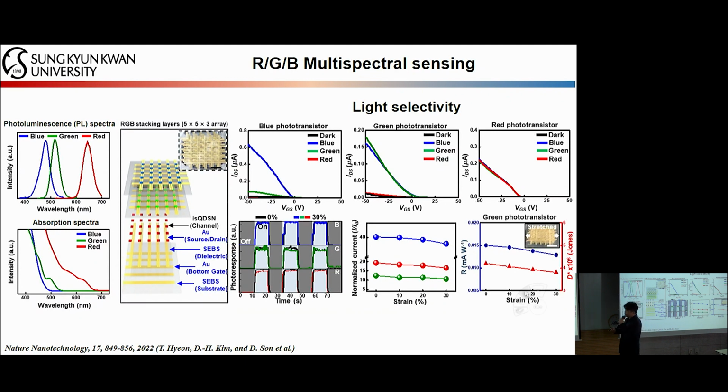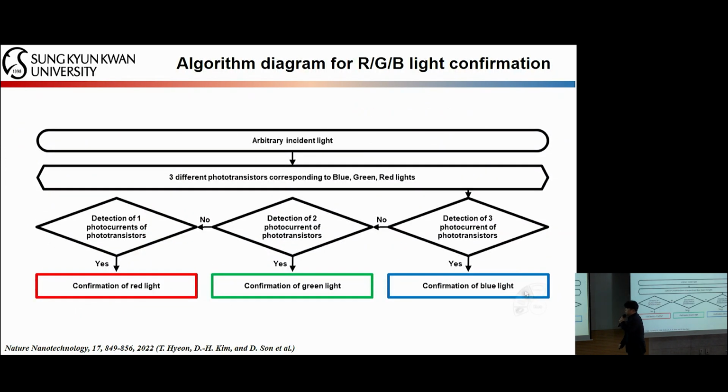If we use the different types of absorption spectra of the quantum dots, we can verify the incident light information, arbitrary information, without using color filters, which would require a time-consuming task. So we are suggesting a simple algorithm diagram for verifying the RGB light, like this. If we get some incident arbitrary light, and we detect three kinds of photocurrents from each transistor, if yes, it should be blue.